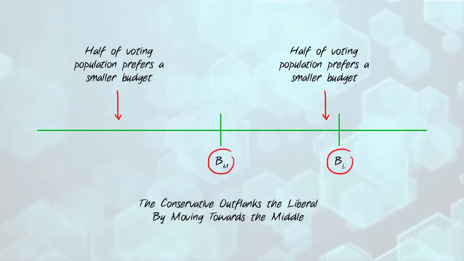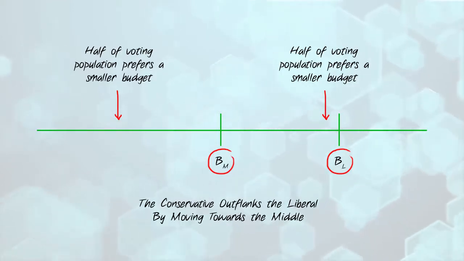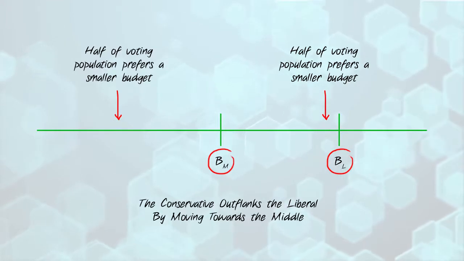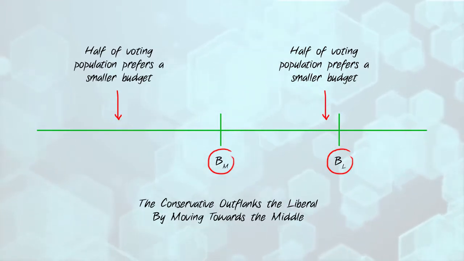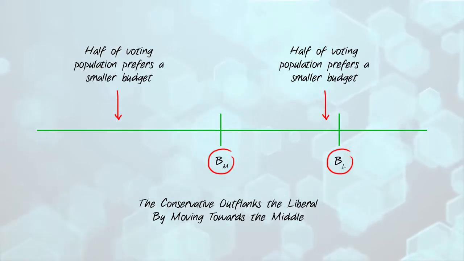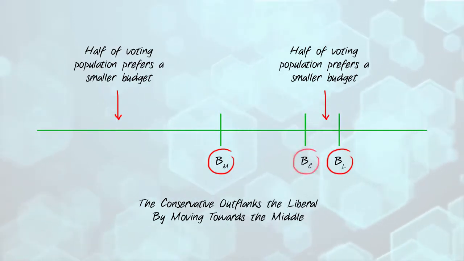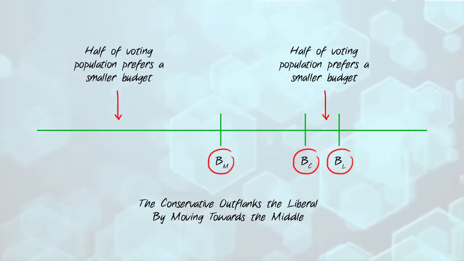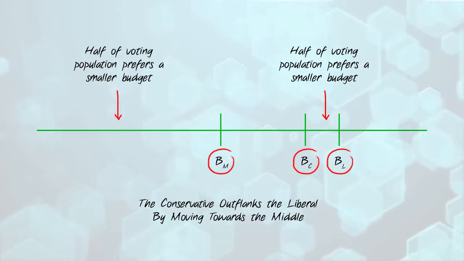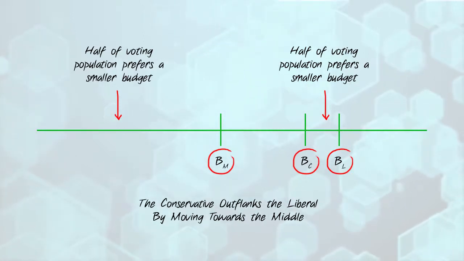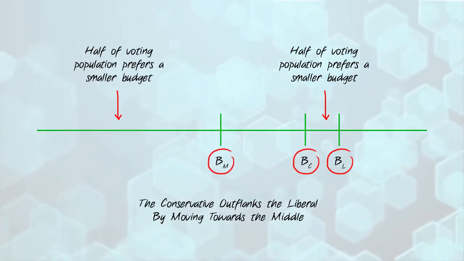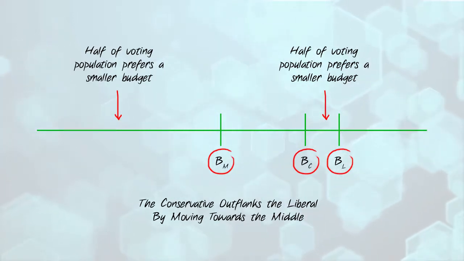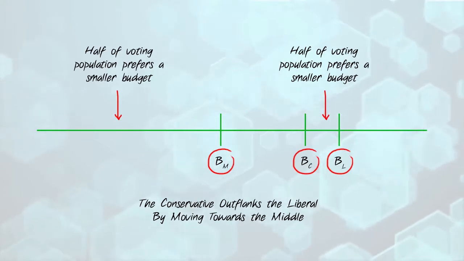Well, assuming the size of the budget is the defining issue of the campaign, all the Conservative candidate needs to do to win is to take a position somewhere between the median voter and the Labour Party candidate's position, such as B sub C. At B sub C, the Conservative candidate would attract those 50% of the voters to the left of the median voter, plus the voters represented by B sub C minus B sub M. And if the Conservative were to take such a position, the Liberal would lose the election in a landslide.